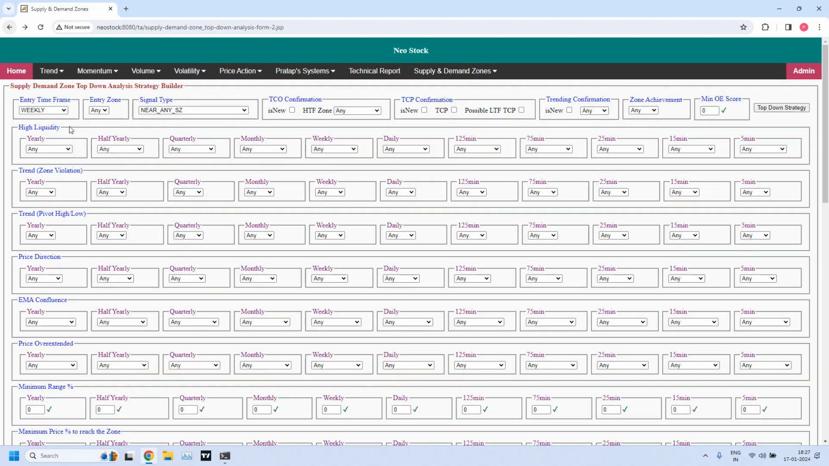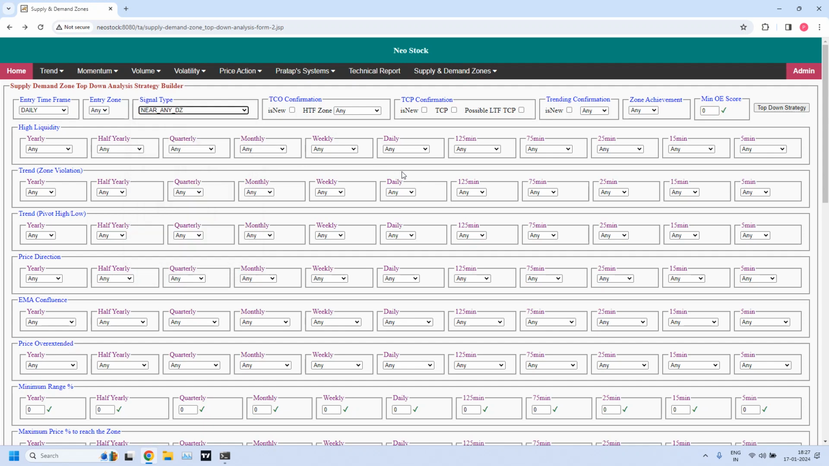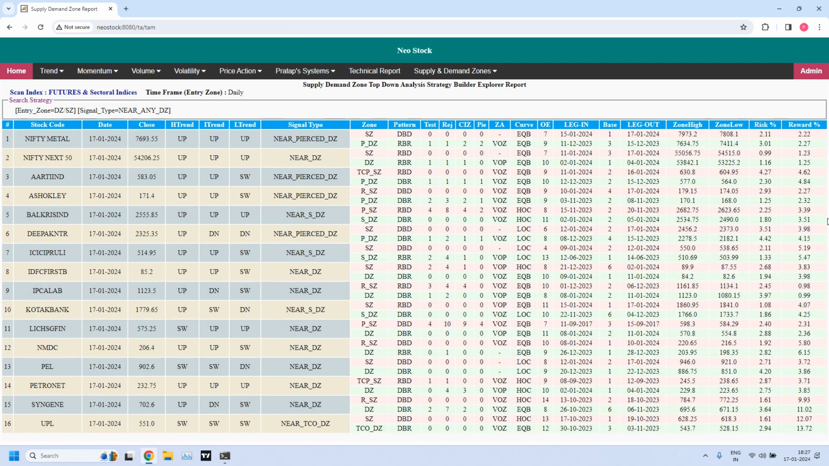So let's go back. Let us change the time frame to daily. Entry time frame is daily. Let us find the stocks near daily demand zone. So 16 stocks are filtered. Let us check the high liquidity zones. This is Nifty Metals Index, but this is already PS'd.